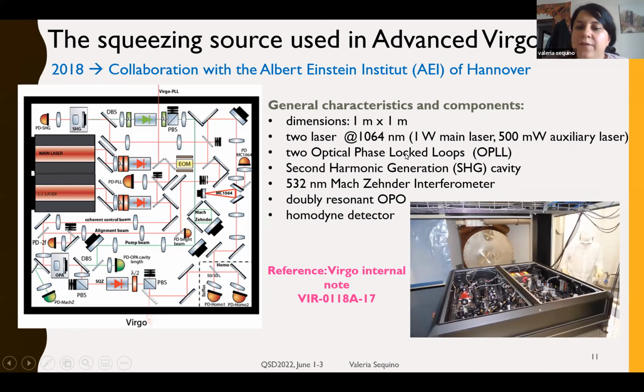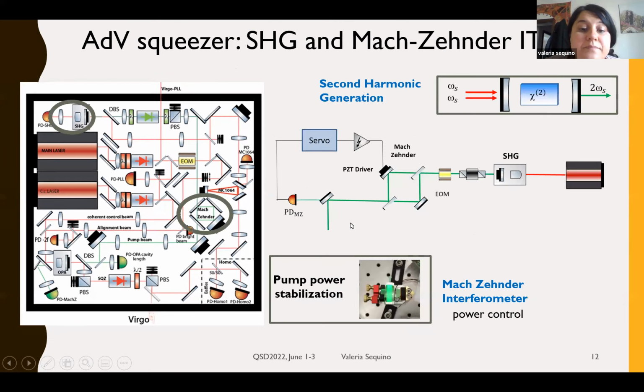There are 2 optical phase locked loops, a second harmonic generator cavity. There is inside a Mach-Zehnder interferometer. The optical parametric oscillator, this is the source of squeezing, is a doubly resonant one, and there is a homodyne detector. Here are some details.